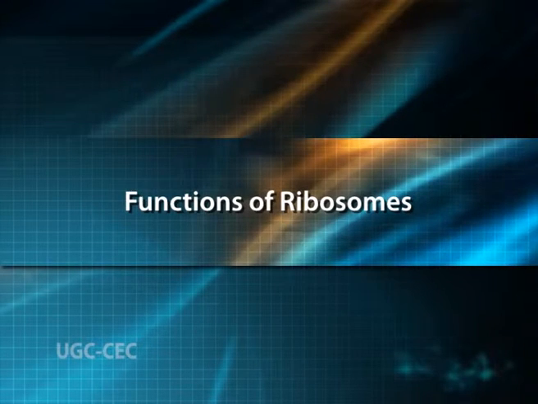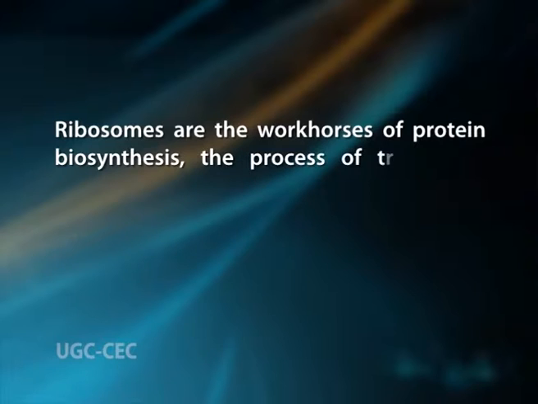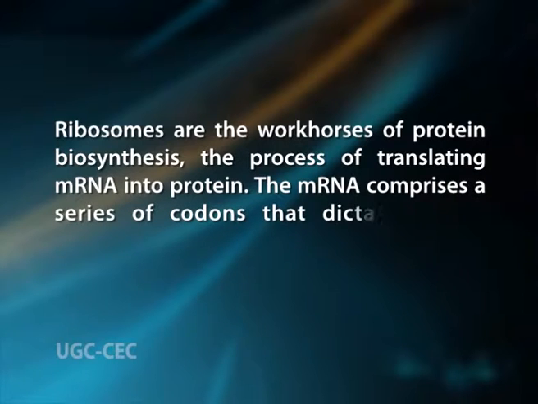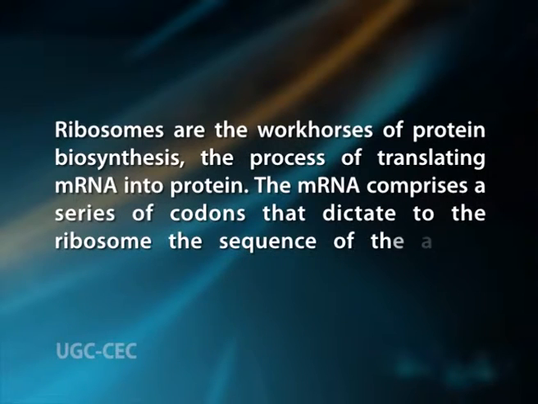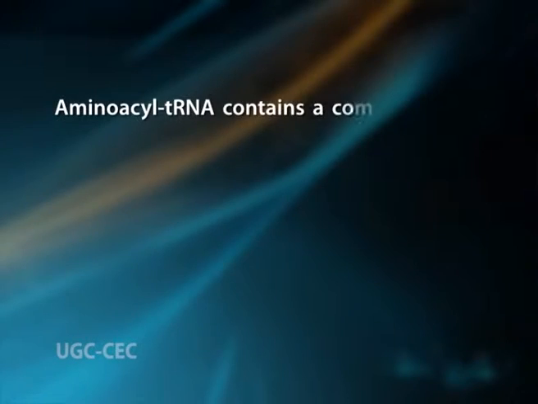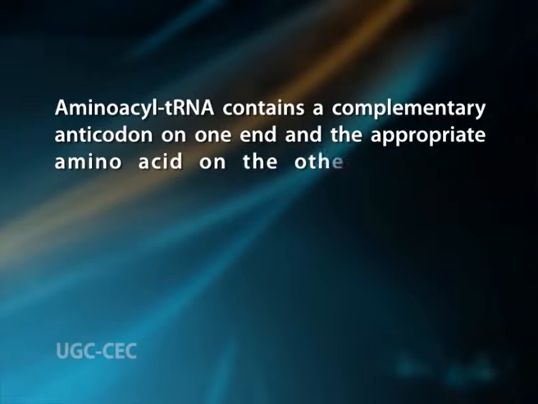Functions of ribosomes. Ribosomes are the workhorses of protein synthesis, the process of translating mRNA into protein. The mRNA comprises a series of codons that dictate to the ribosome the sequence of the amino acids needed to make the protein. Using the mRNA as a template, the ribosome traverses each codon of the mRNA, pairing it with the appropriate amino acid provided by an aminoacyl tRNA. Aminoacyl tRNA contains a complementary anticodon on one end and the appropriate amino acid on the other.